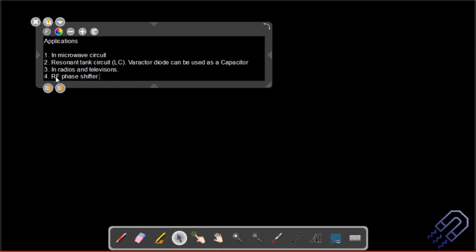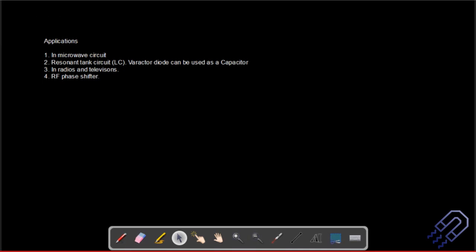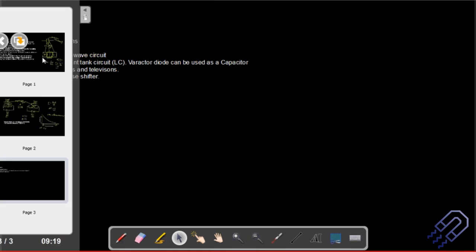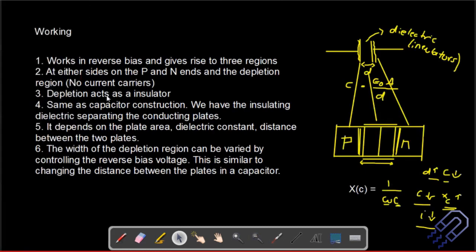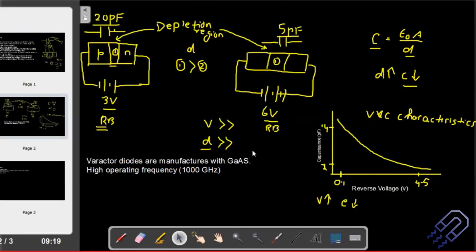The varactor basically works in the reverse bias mode. If you look at this entire idea of a varactor, it works in the reverse bias mode, and in forward bias it works as a normal diode, and that's not how it's used. The depletion region will act as an insulator, and that is the region which controls the capacitance value, not the area, not the value of epsilon naught. So if you increase the reverse bias, you basically get a variation in capacitance.